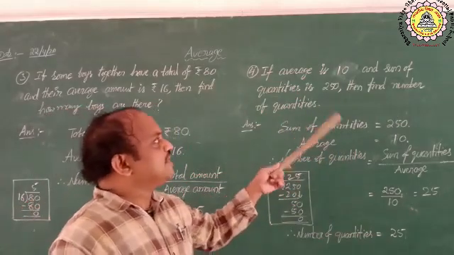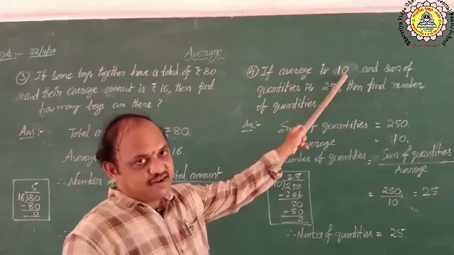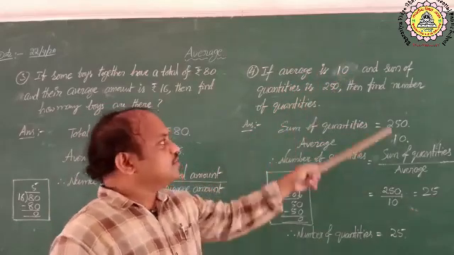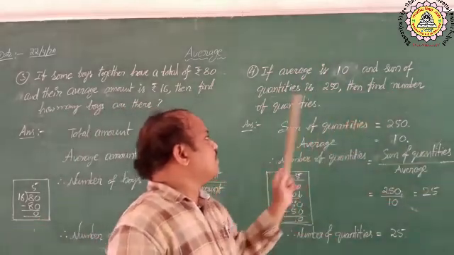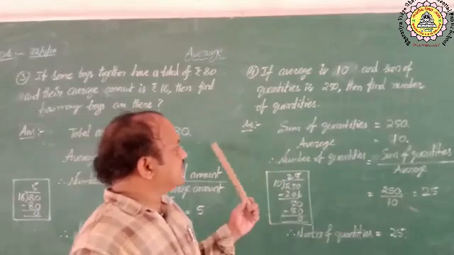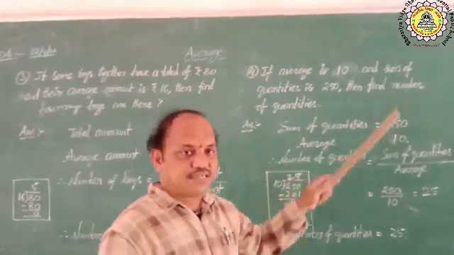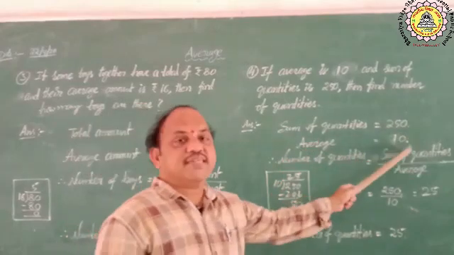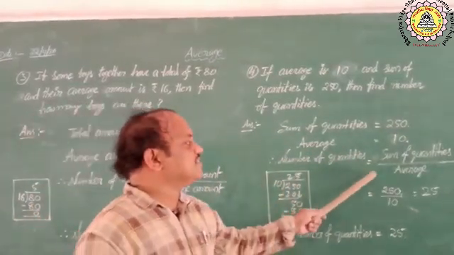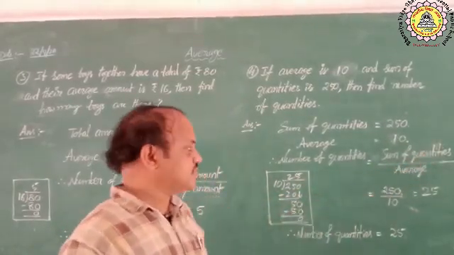That means if you keenly observe our question, then you can understand one thing. Average is 10. Okay. And the sum of quantities is 250. So what to find here? Number of quantities. Right. So while writing the answer, we have to write like this. Sum of quantities is equal to 250. Average is equal to 10. Okay. Next, therefore, number of quantities is equal to sum of quantities by average.